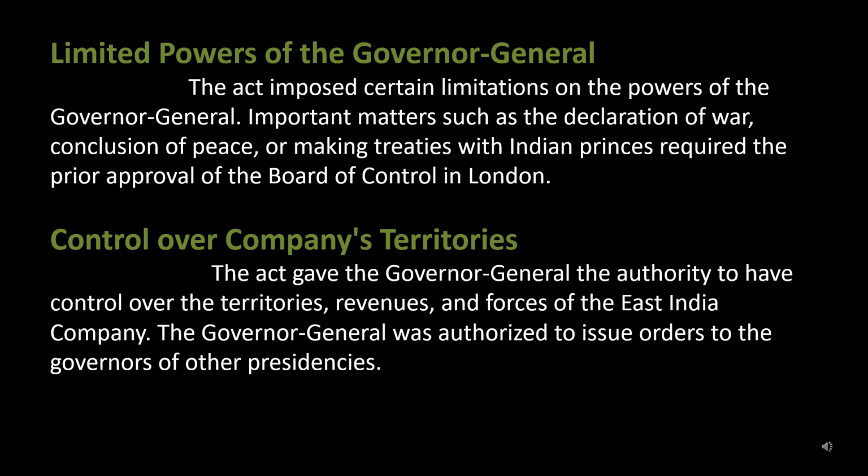Control over company's territories. The Act gave the Governor General the authority to have control over the territories, revenues, and forces of the East India Company. The Governor General was authorized to issue orders to the governors of other presidencies.